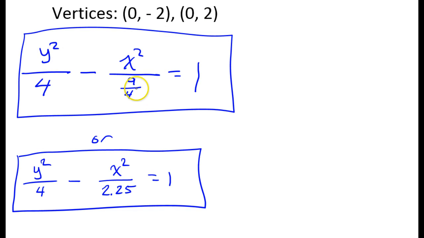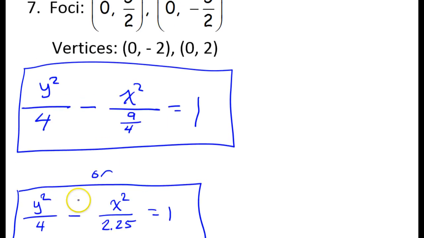If you don't like having a fraction inside of a fraction, you could write the equation this way. Instead of 9 fourths, we could put the decimal 2.25. This is exact. It's not rounded or anything, so there's no reason why that wouldn't be okay. So anyway, that's it for number 7.